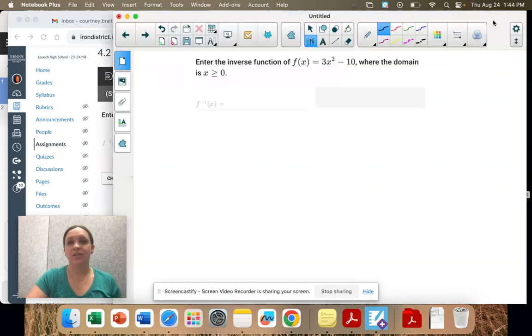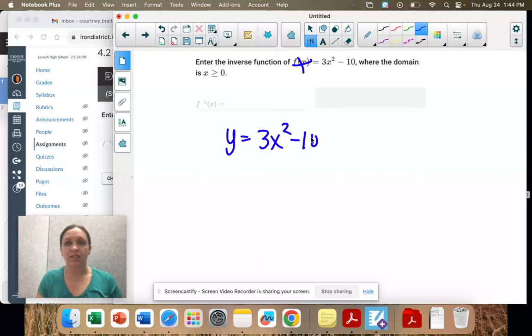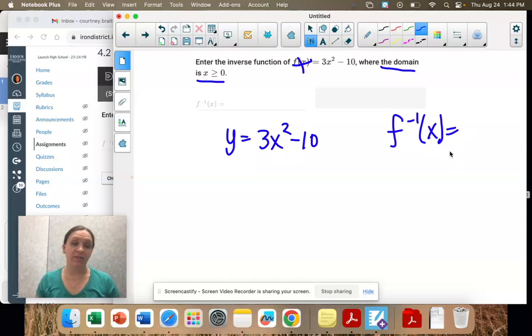Number 8, we have f of x equals 3x squared minus 10. I'm going to replace that with y. So y equals 3x squared minus 10. And we want to find the inverse. And this time it's saying where the domain where x is greater than 0. So this time we have some domain restrictions. But let's start with just finding the inverse.